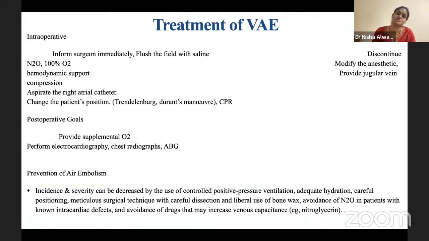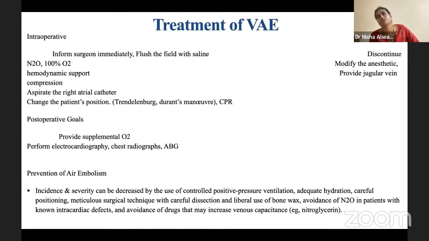How can you prevent it from the surgeon's end as well as from our end? From our end, we can prevent it by avoiding hypovolemia. From the surgeon's end, they have to do a very judicious dissection and avoid any sort of venous sinus injury. Should it happen, they should immediately flush the field with saline, try to control the bleeding and the opening, and also use lots of bone wax to cover all the diploic veins.